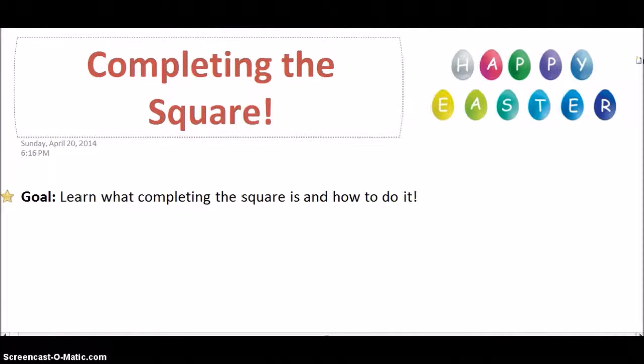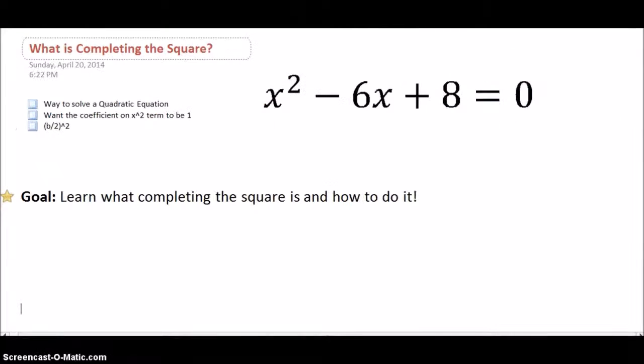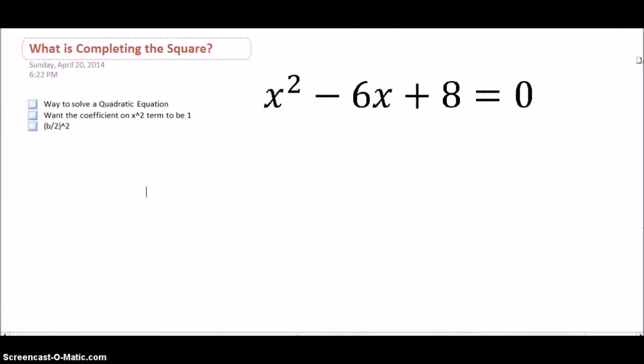So our goal today is to learn what completing the square is and how to do it. So first up, what is completing the square? Completing the square is a way to solve a quadratic equation. A quadratic equation is any equation with an x squared term in it. A main concept in completing the square is we want the coefficient of the x squared term to be 1. In our case, we do have that.